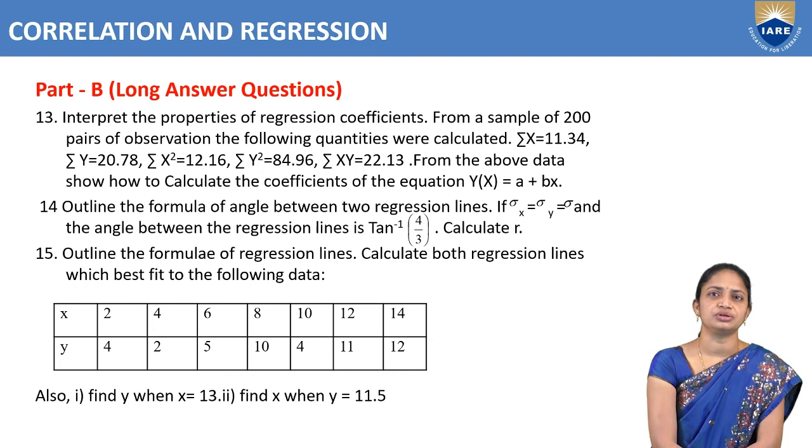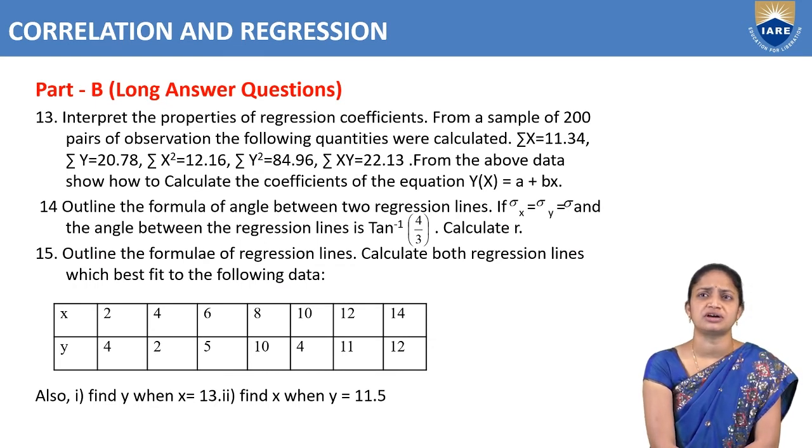Now coming to the 13th question, interpret the properties of correlation coefficient. From a sample of 200 pairs of observations, the following quantities were calculated: summation x, summation y, summation x square, summation y square, summation xy. From the above data, calculate the correlation coefficient and show the regression of y on x, that is y equal to a plus bx.